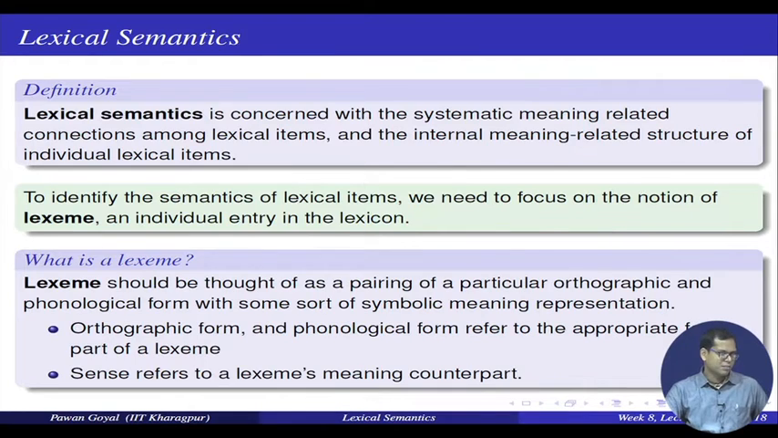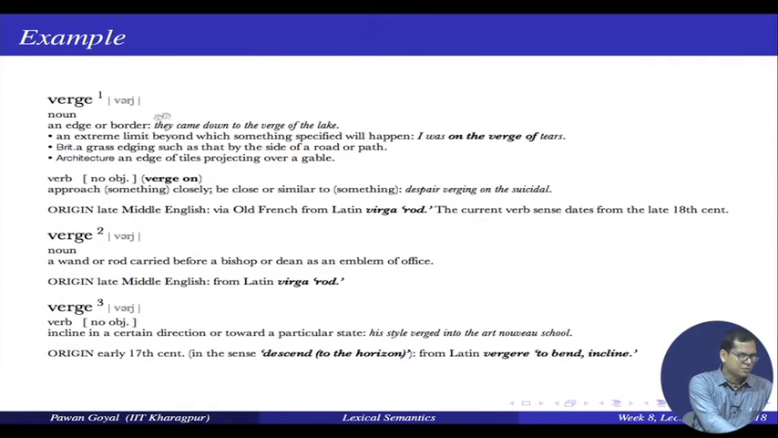So let me take one example. This is an example from the dictionary that comes with Mac. You have a single word like verge, but it appears as three different lexemes. So you have verge 1, verge 2, and verge 3. Do I see that pair, the form part and the meaning part? The form part is given on top for each entry. I have the spelling, which is the same for all three. Then I have the pronunciation also.